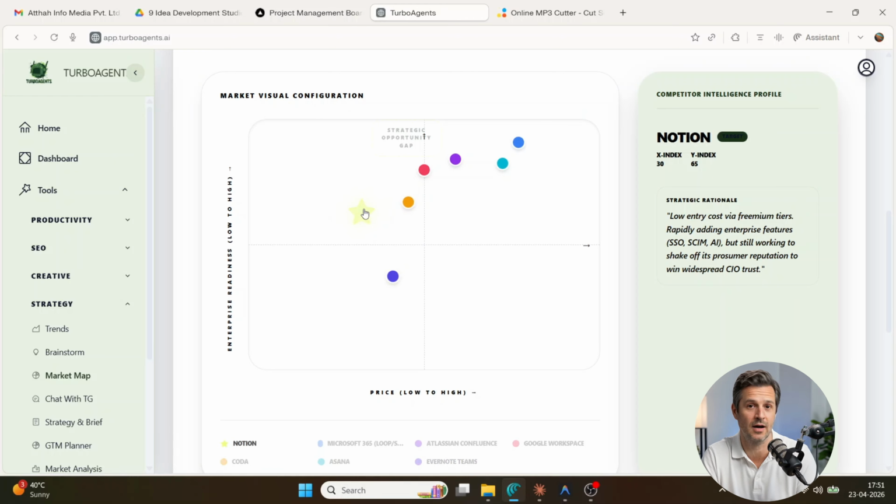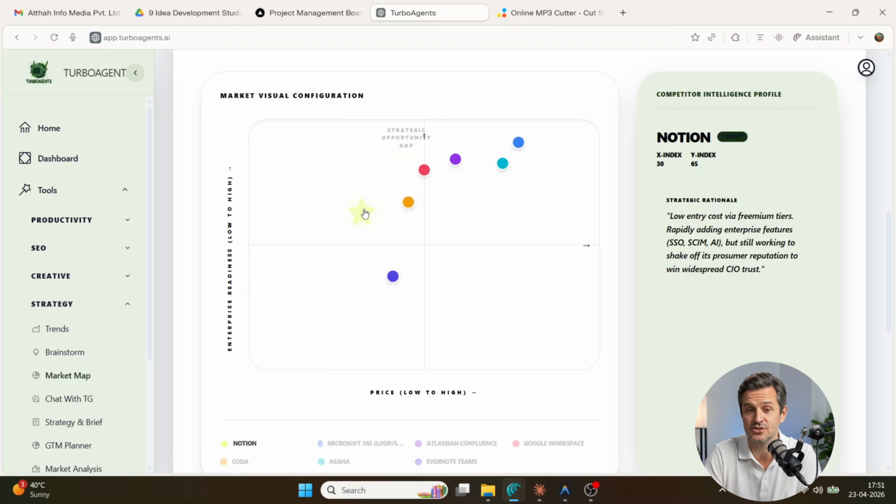Here's what that looks like live. With Notion's own dot hovered, the panel shows the target badge alongside the name, the exact X and Y index values, 30 and 65. And the strategic rationale TurboAgents has written that Notion has a low entry cost via freemium tiers and is rapidly adding enterprise features like SSO, SCIM, and advanced collaboration tools, but is still working to shake off its prosumer reputation to win widespread CIO trust. That is a more precise competitive diagnosis than most strategy consultants would write after a week of research.